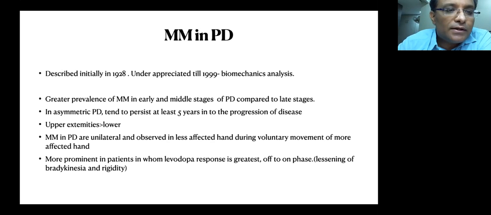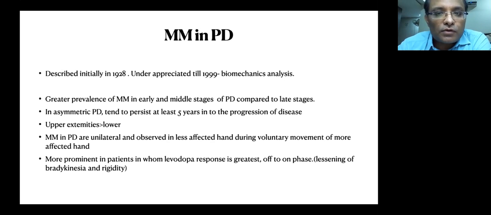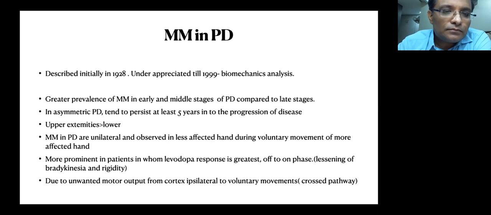Again, it has been noted that it is more prominent in those patients in whom levodopa response is greatest. And whenever the patient goes from the off to the on phase, during that transition, the mirror movements may appear more prominently. It basically relates to reduction in the bradykinesia and rigidity of these patients due to levodopa, possibly increasing the prominence of mirror movements. Again, as we discussed, it is from a crossed pathway from the opposite side, because most of the acquired mirror movements are coming from the opposite motor cortex.